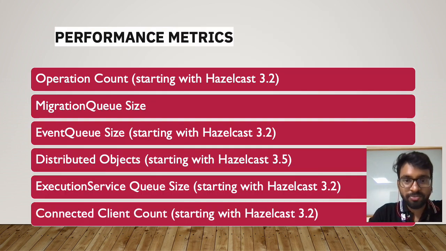Some of the performance metrics that are supported by the Hazelcast sensor are as follows: the operation count, the migration queue size, the event queue size, distributed objects, execution service queue size, and connected client count. Now, let us see all these things in action, how Instana can help us fetch these metrics and see them in our stunning dashboard.